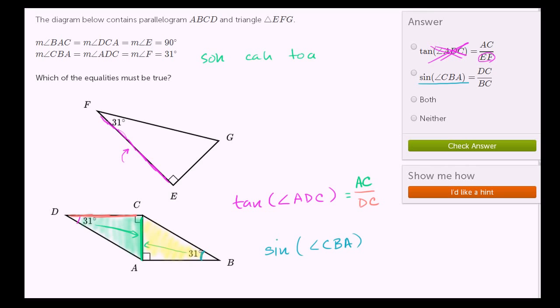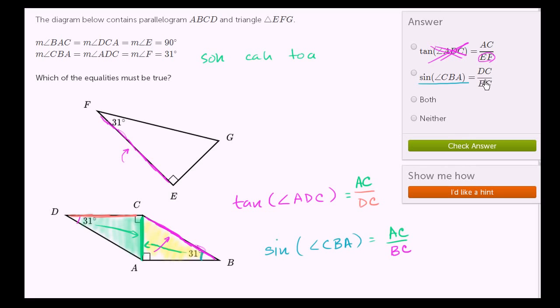The opposite side is AC. That's what the angle opens up into. So it's going to be equal to AC. And what is the hypotenuse here? Well, it's opposite over hypotenuse. The hypotenuse is BC right over here. It's the side opposite the 90-degree angle. So sine is opposite over hypotenuse, so AC over BC. Is that what they wrote over here?